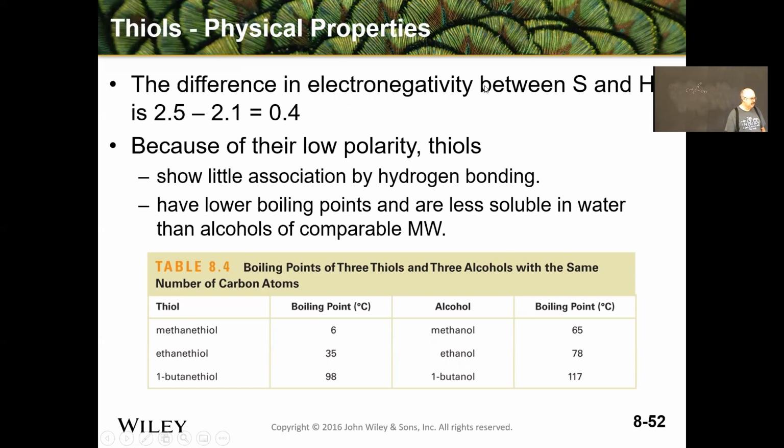The difference in electronegativity between sulfur and hydrogen is pretty small, so that bond has low polarity. And because of the low polarity, thiols show little association to each other through hydrogen bonding. They have lower boiling points and are less soluble in water than alcohols of comparable molecular weight.